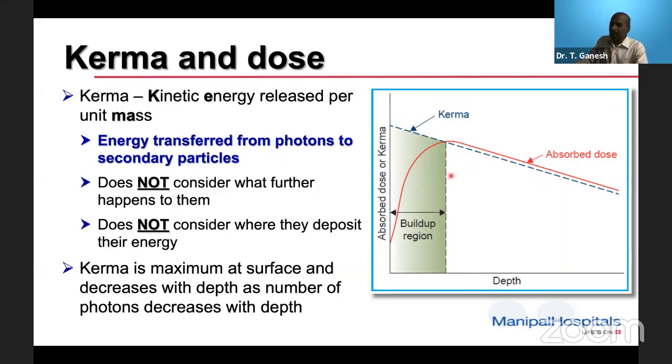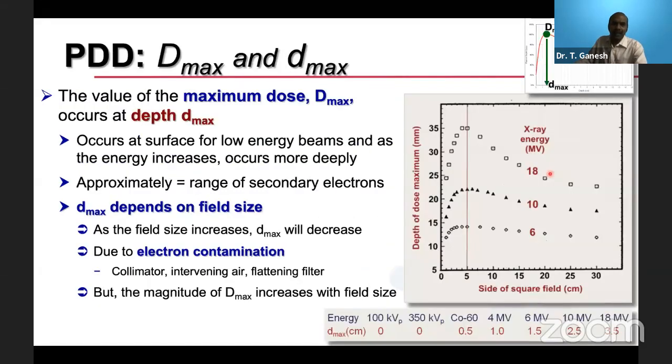In fact, if you integrate the area under the Kerma curve and under the absorbed dose curve, they will be perfectly equal. When you take it to infinity and integrate, they will be perfectly equal. What has been lost here will be made up by the absorbed dose in this region, slightly increased, right? So now we come to the depth of dose maximum next.